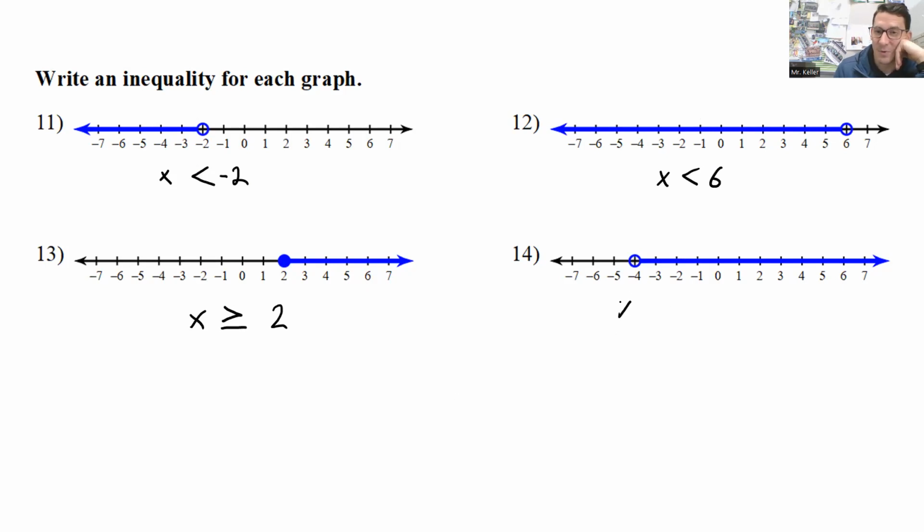And then last one, I'm going to put my x and the negative 4. Again, this one, everything greater than negative 4 is shaded. Everything to the right is shaded. So x is greater than negative 4. That's it. Just got to fill in those values.